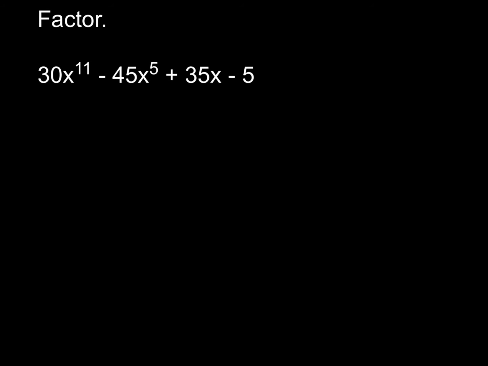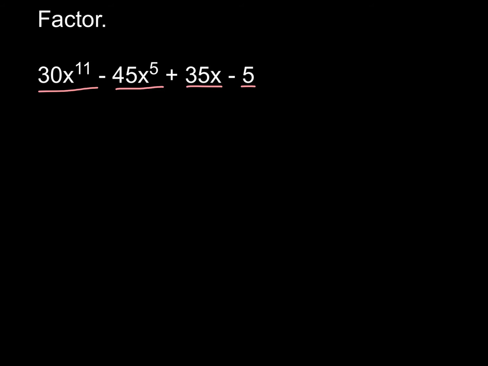In order to factor this problem, the first thing we're going to look for is anything that we can factor out of every single term. That is, what can we divide all four terms by? So in this case, that means I'm going to be looking at 30x to the 11th, the 45x to the 5th, 35x, and the 5.